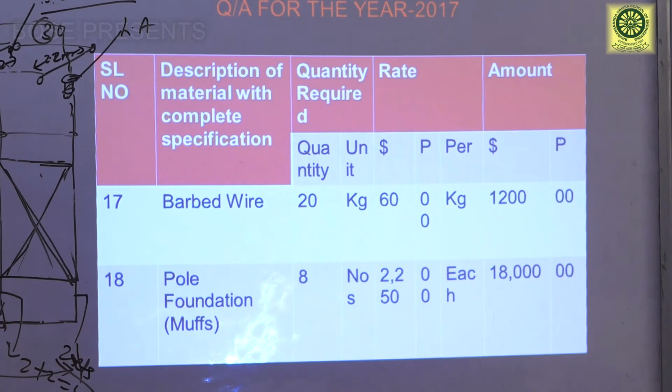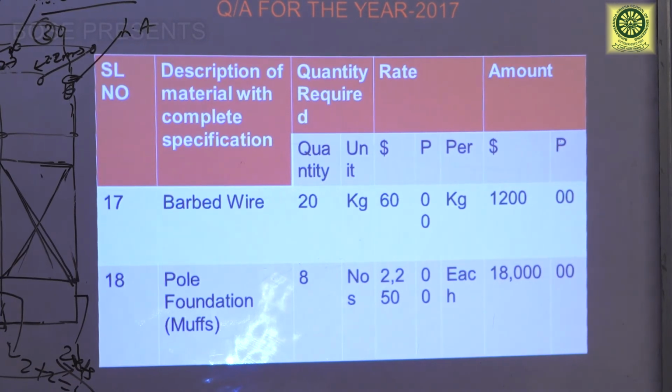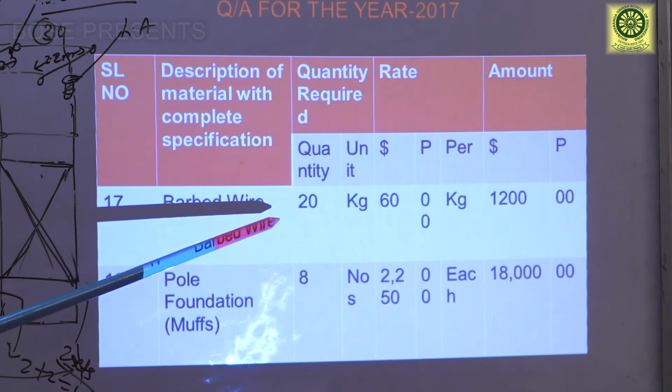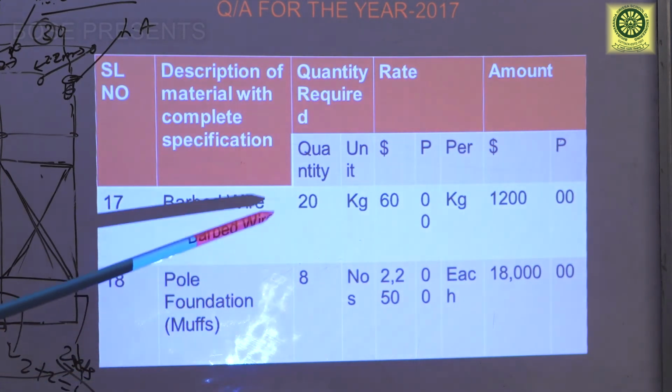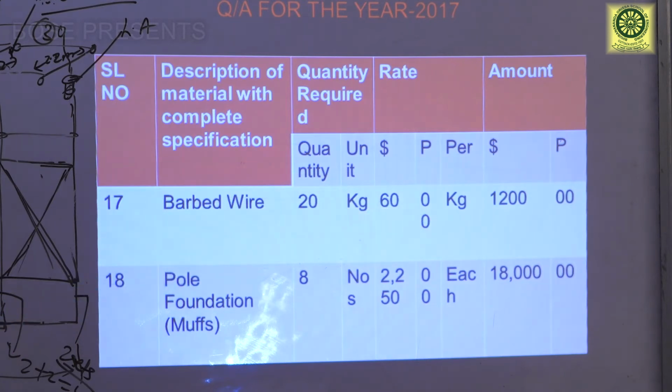barbed wire. Barbed wire for fencing purpose. That means unauthorized entry of the animals is restricted by this barbed wire, and 20 kg is required approximately, and this barbed wire 1 kg costs 60 rupees, so 20 kg will cost 1200 rupees.